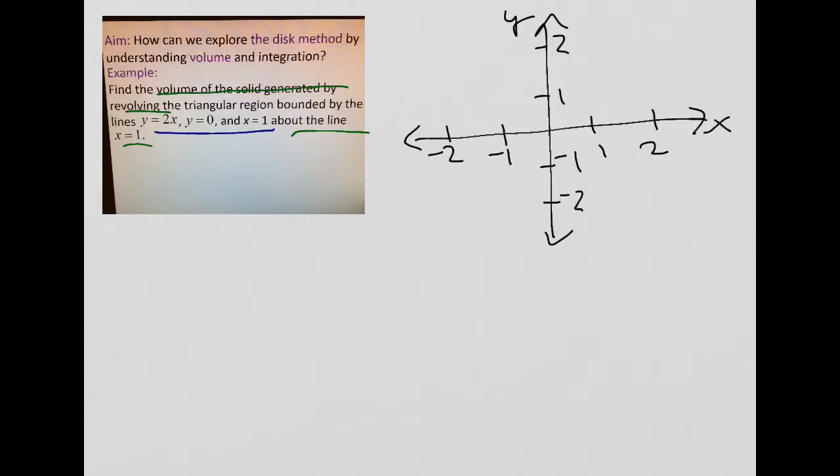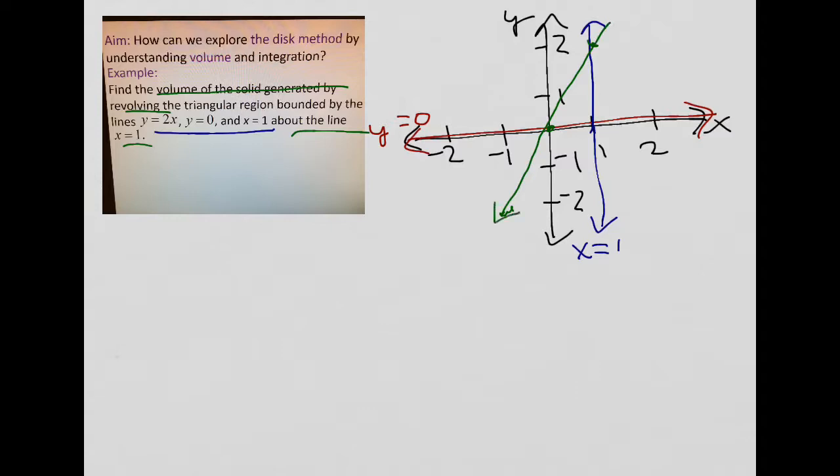And let's proceed. So y equals 0 is the x-axis. And x equals 1 is right here. Now y equals 2x, well, you're going to start at the origin. You can go up 2 over 1, or down 2 to the left 1. So we end up with this straight line here. So it was a triangular region, and it's right here. I'm going to try shading that in.